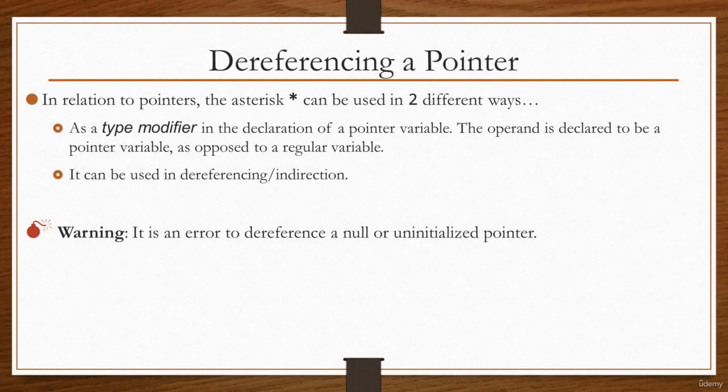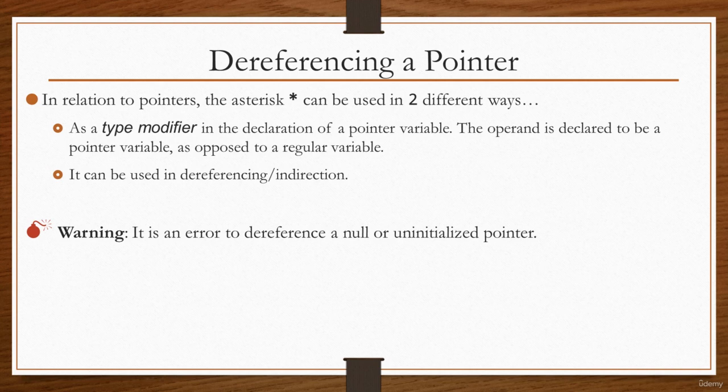Okay, we've seen that a pointer stores some memory address, right? Now, how can we read from or write to that memory address? Let's say we want to modify the variable that the pointer is pointing at. Well, that is where the referencing comes in. Now, in relation to pointers, the asterisk can be used in two different ways.